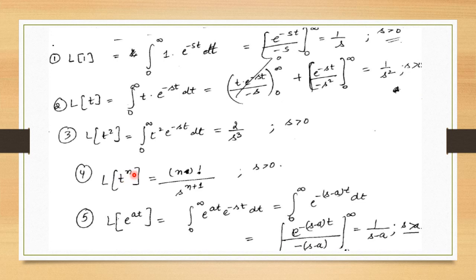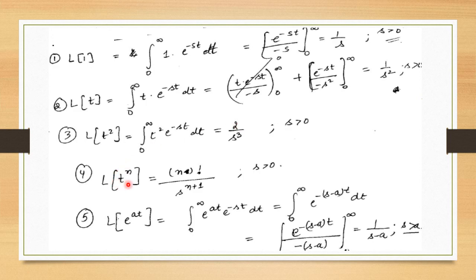When you put n to be 1, what you get is 1 factorial upon s to the power 2, so that is 1 over s square. So the Laplace transform of t is 1 over s square. When you put n to be 2, you get 2 factorial upon s to the power 2 plus 1, which is 3, and s is greater than 0. So this is 2 upon s cube.